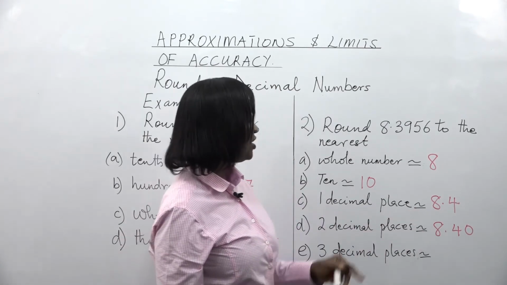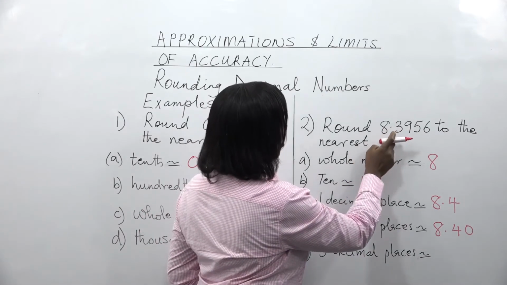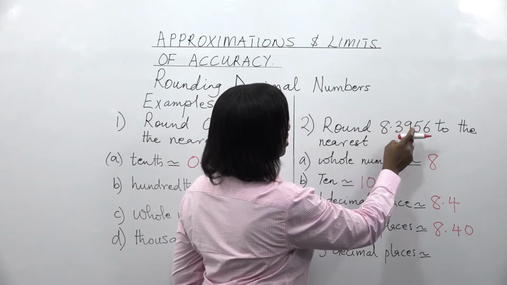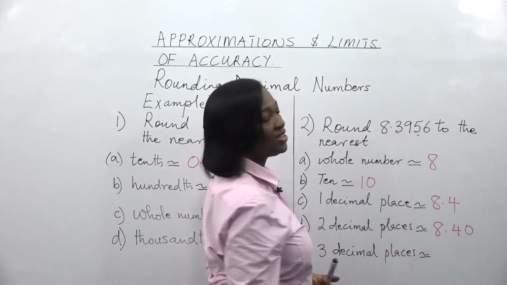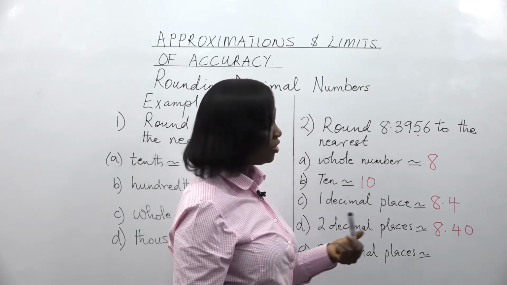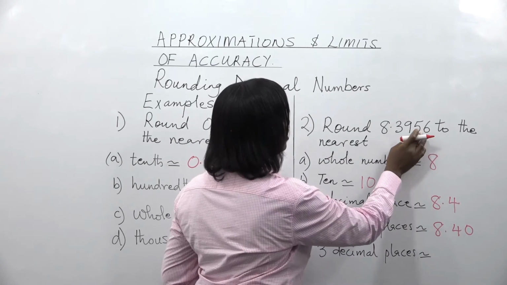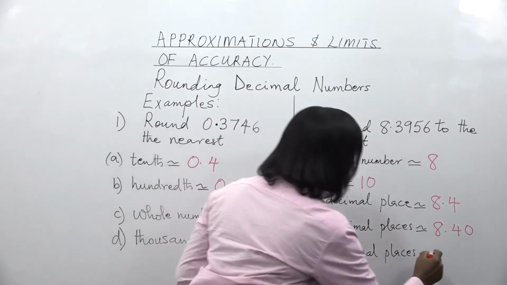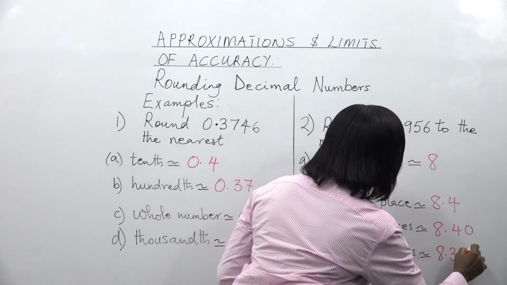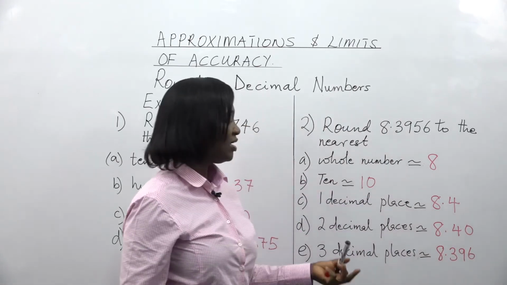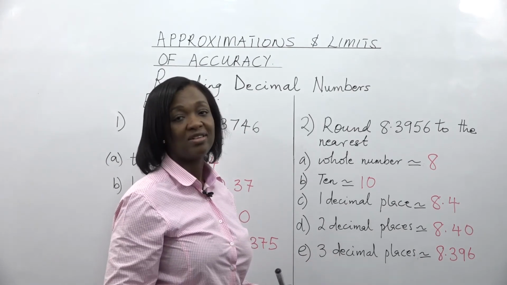Then 3 decimal places for the same number, 8.3956. In 3 decimal places, we had 5. And the next digit is a 6. So we simply round up by adding 1 to the 5. And our answer is 8.396. This is very easy. Take time to look at it again.